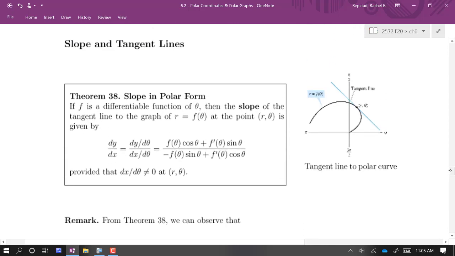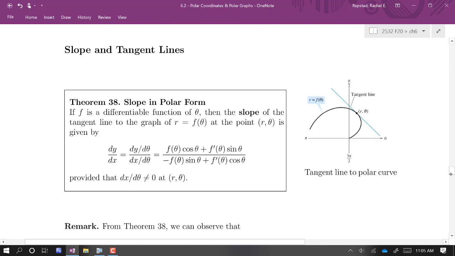All right, so let's do a little bit of calculus. Let's talk about the slope and tangent lines. Here's a generic polar curve on the right side. The function is r equals f of theta. Let's say we take some point, r theta, and we're interested in the slope of the tangent line. The slope of a tangent line in a plane is always dy/dx. Now we have functions where r is a function of theta, so there are no y's or x's in there.